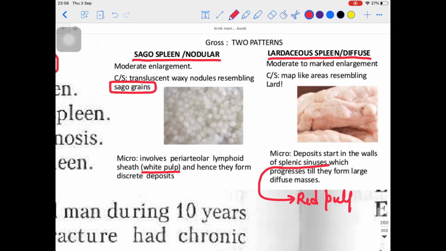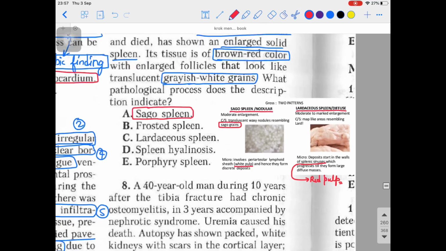Okay, remember this thing, that's it, right? Sago spleen, which one? White pulp. It looks white, so it will be interfering with the white pulp. Lardaceous spleen, red pulp, okay, because only two pulps are present in the spleen, right? So white pulp, Sago spleen; red pulp, Lardaceous spleen. Okay, fine. So now let's move on to the next one.